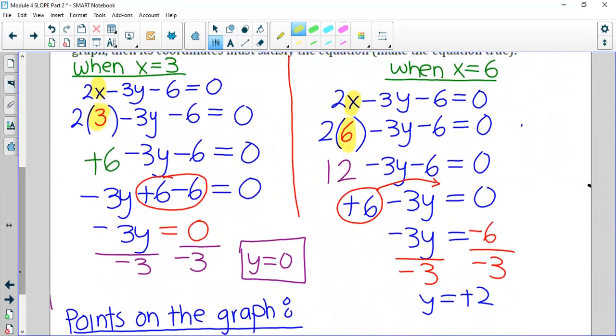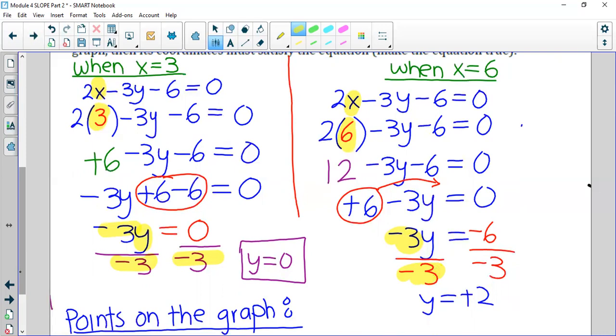This is all just algebra using the distributive property, collecting like terms, isolating for y by dividing both sides by -3 in this case. I isolate for y again by dividing both sides by -3, but this gives me the point y is equal to 0. This gives me a point y is equal to 2. So by just substituting different x values into any type of equation of the line, we get the point when x is equal to 3, y is equal to 0. When x is equal to 6, y is equal to 2.